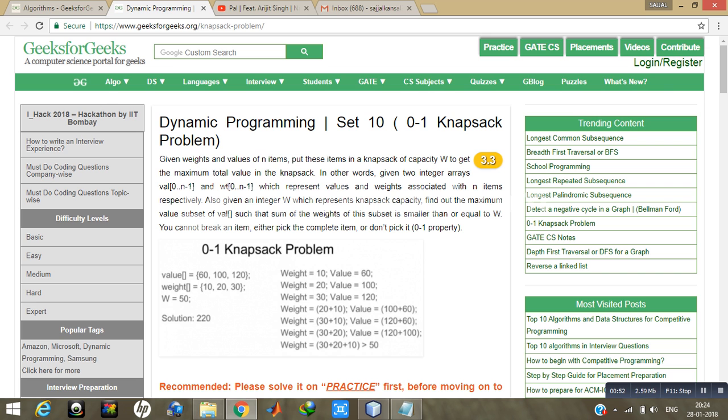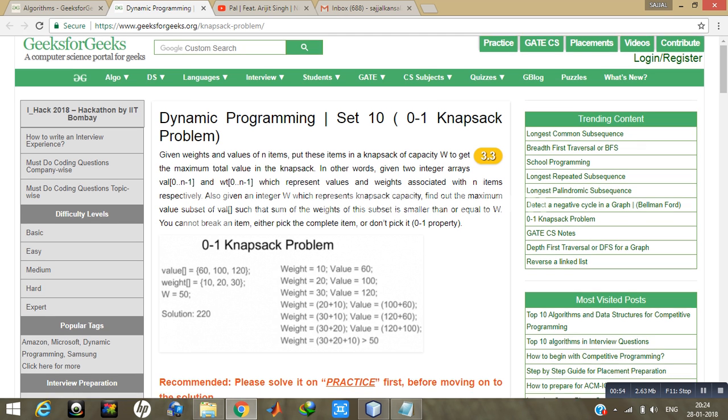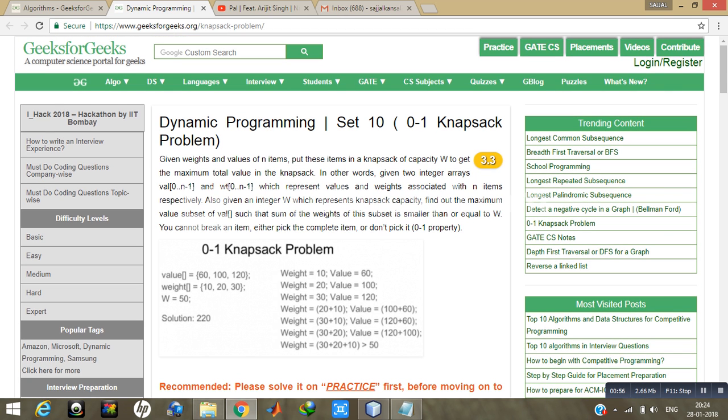What is the question? We are given weights and values, or in other words, we are given two arrays of the same size, and one array has weights and one array has its corresponding values. So in the weight section you'll be given weights of the following bags. You can consider them your bags.